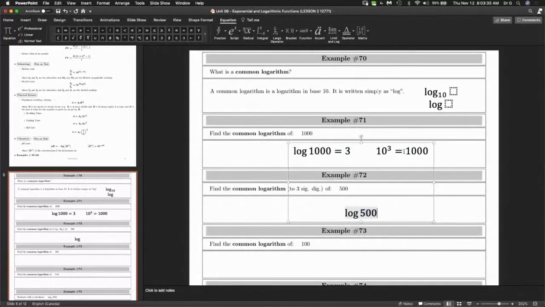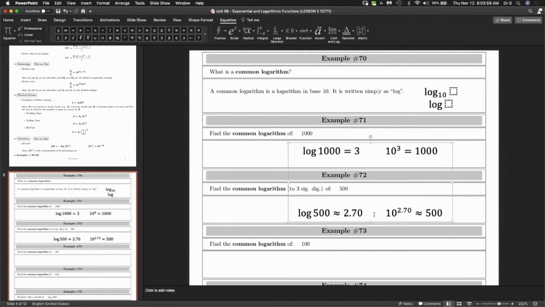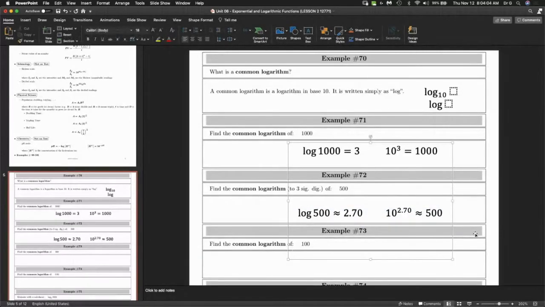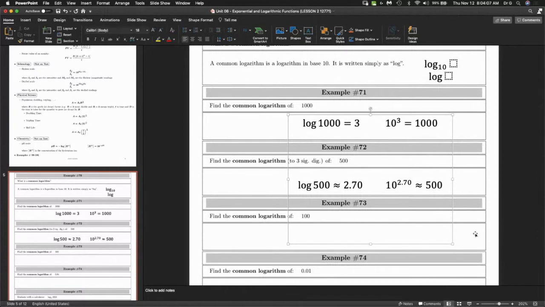So log of 500. Let's go with 2 decimal places. What do you get for log of 500? Thank you, Graham. And there's a companion there which is saying that in exponential form, 10 to the 2.70 is approximately 500. We're just kind of playing around with using the calculator really for the first little bit today. One more answer here, and then I'm going to discuss a pattern that you might be observing right now.